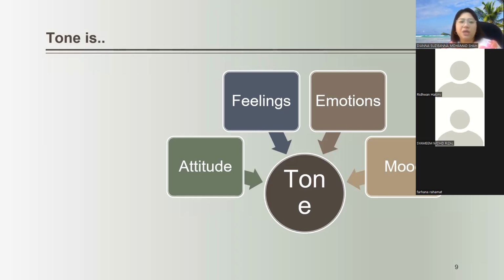Okay, all right. So now we're moving to the tone. When it comes to the tone, there are 4 things that you need to consider. Number 1 is attitude. Number 2 is feeling. Number 3 is emotion. And the next one is mood. You need to look at the attitude of how the writers share the ideas. And then the feeling, the emotion. Feeling and emotion are somewhat similar. And then the mood of the ideas.